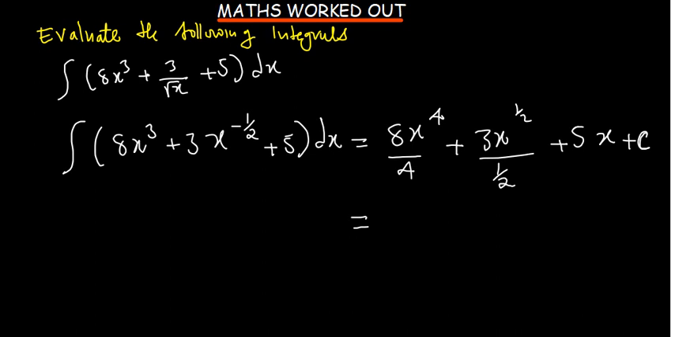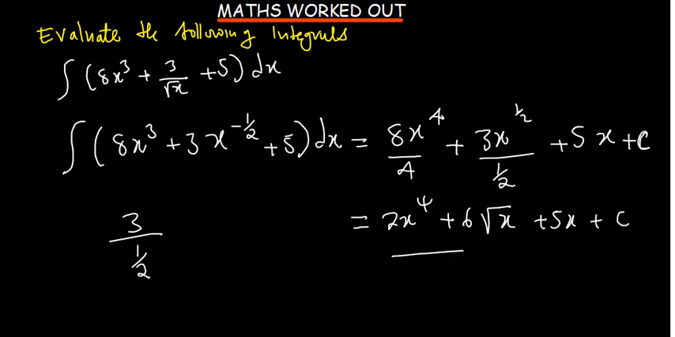And this gives us 2x to the power 4. Now 3 divided by half, what do you think? What will be the answer? 3 divided by half. 6. Yes, so this is going to be a 6. But remember, we've got x to the power half, which is simply square root of x, then plus 5x plus c. So this is it. We are good with this one?